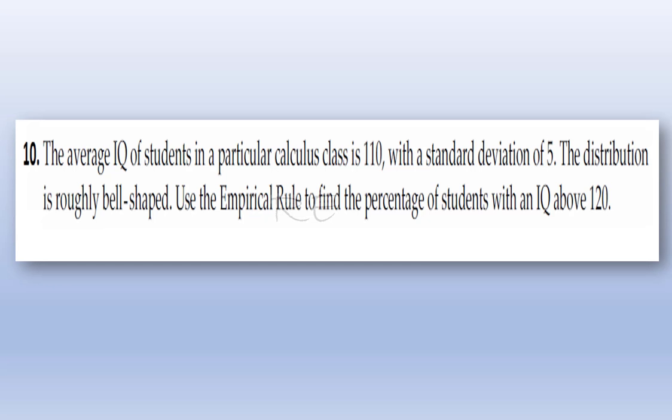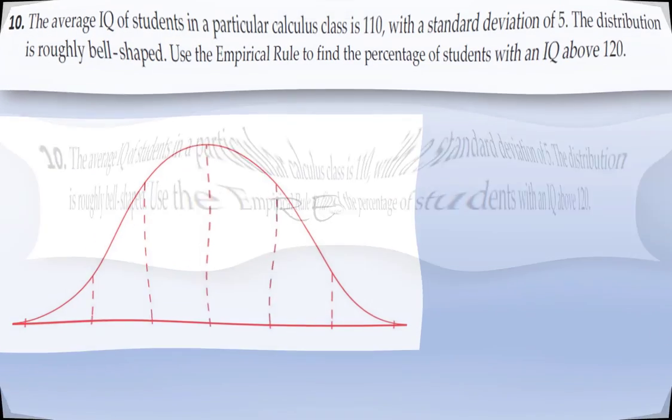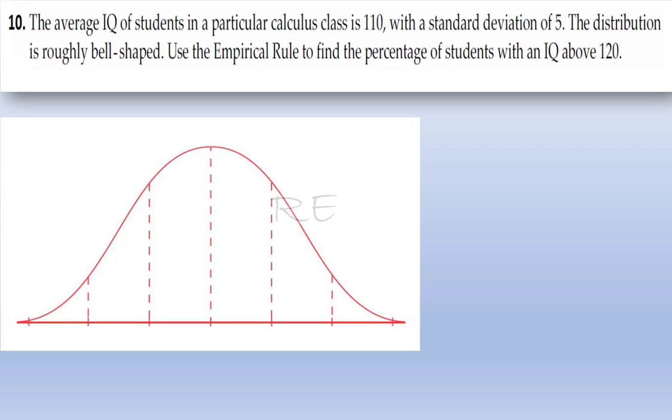Number 10, we still have a bell-shaped distribution. The mean is 110 and the standard deviation is 5. We need to know the percent of students whose IQ falls above 120 using the empirical rule.